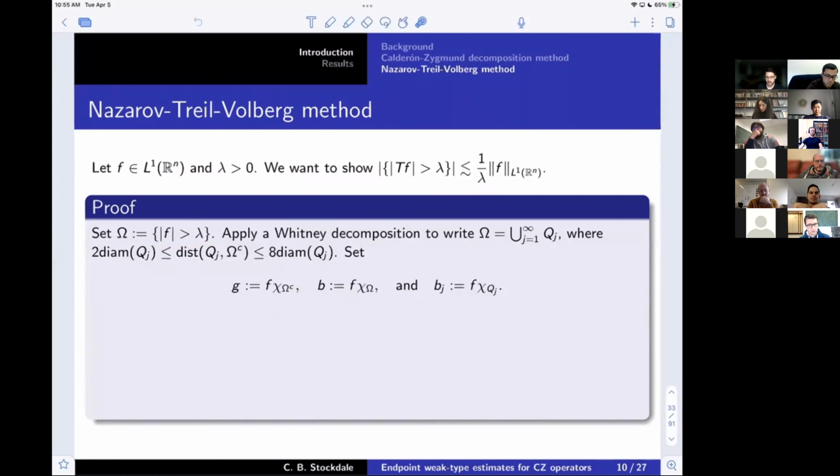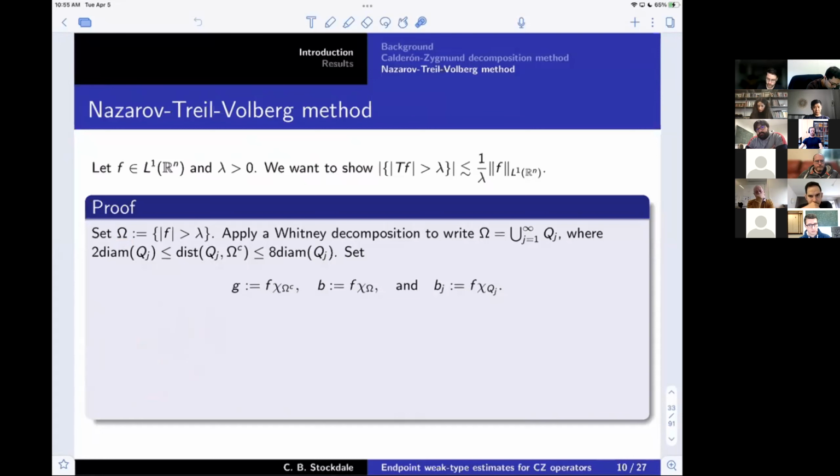So you can apply a Whitney decomposition, which is basically breaking up your set omega into a bunch of dyadic cubes, such that the size of the dyadic cube is comparable to the distance to the boundary. So if you have like a circle, you're going to break this up into a bunch of cubes. The larger cubes are going to be more towards the inside, and you're going to have smaller cubes closer and closer to the boundary. But then you break up your entire set into a bunch of these cubes.